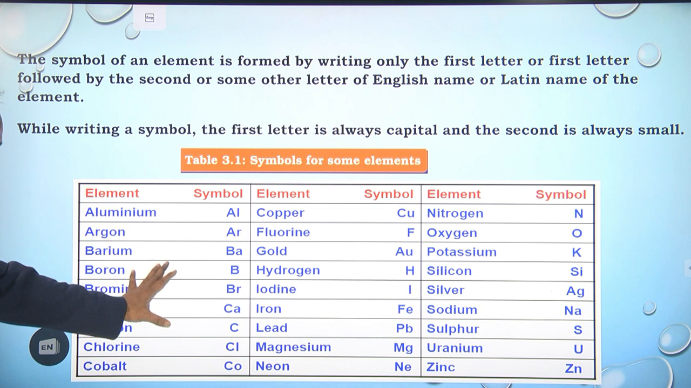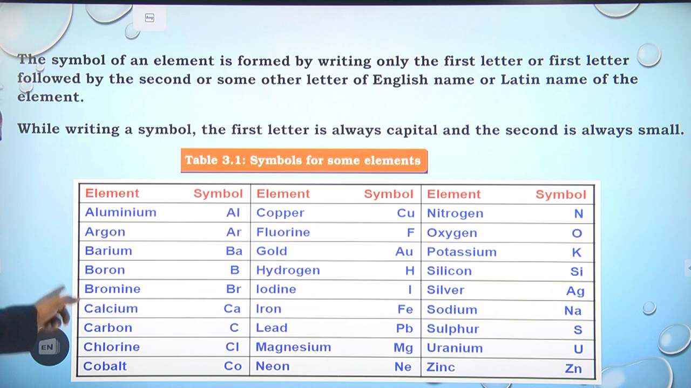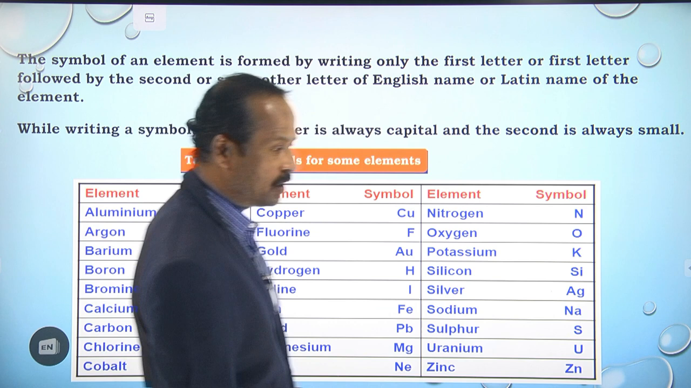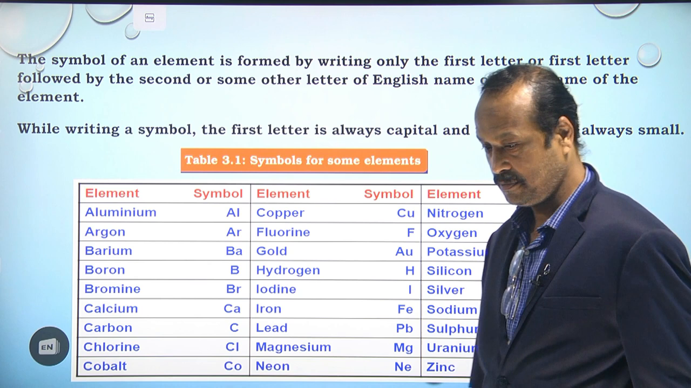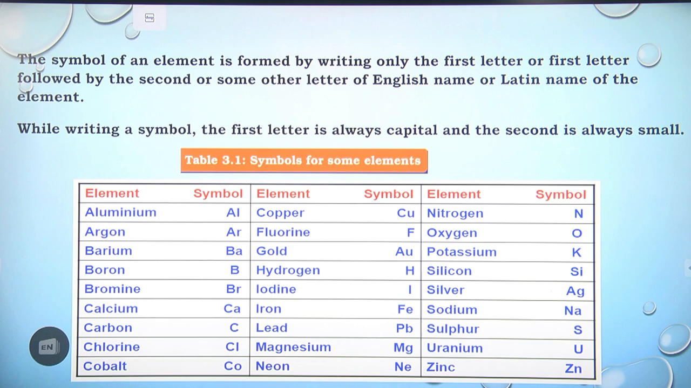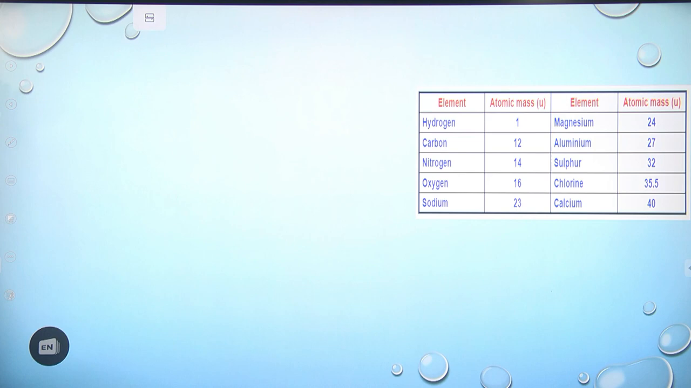Now take a screenshot and learn the symbols of all these elements. Tomorrow I am going to ask you some symbols before starting the class, right? Chalo, take the screenshot of this one. Okay, right, with this we stop today.